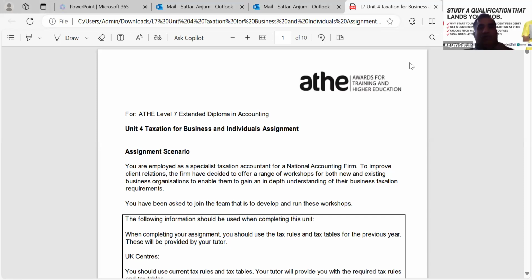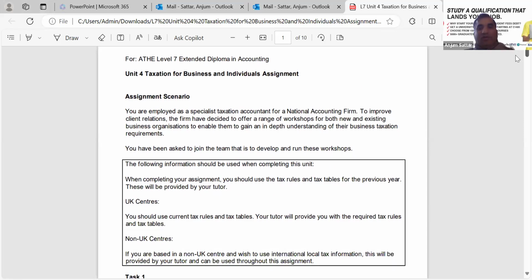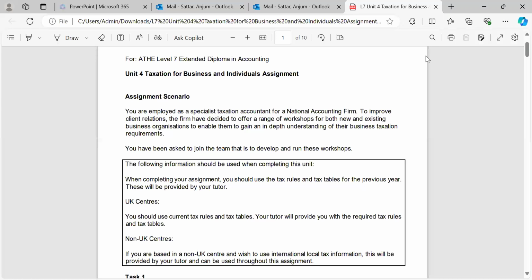So until now, we completed all learning outcomes. We did the Unit 4 Taxation for Business and Individual assignment. You've been given a little scenario. It's good to read. Can you see all the slides, please? And this document, the assignment brief? Yes, hope you can see. If not, please let me know.